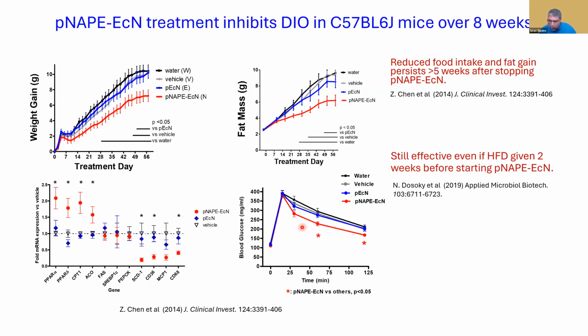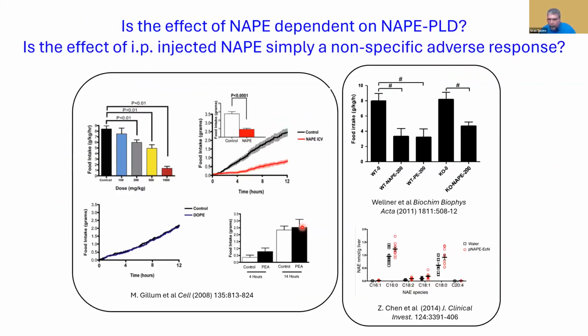And I should say, in subsequent experiments, we showed that even if you start on the high-fat diet for 2 weeks before you start giving the bacteria, so that you already have the insulin resistance, you already have the inflammation, we still saw protective effects. So all of that was very exciting to us.